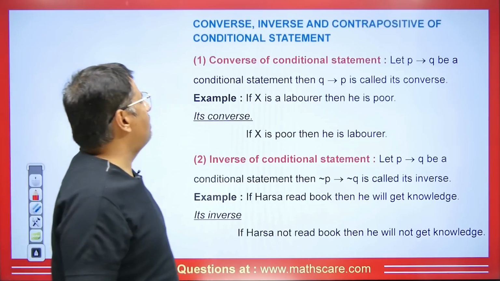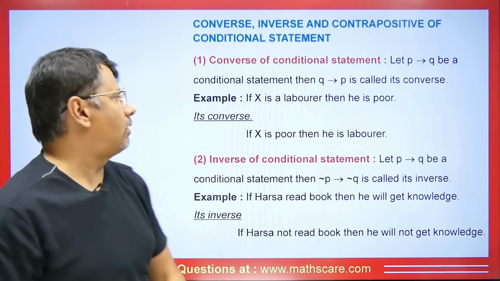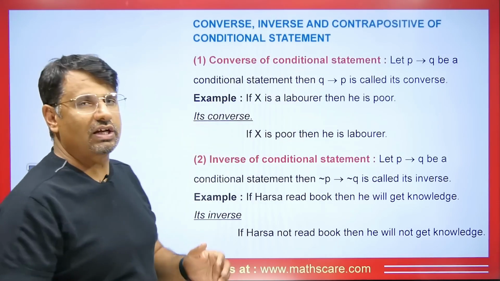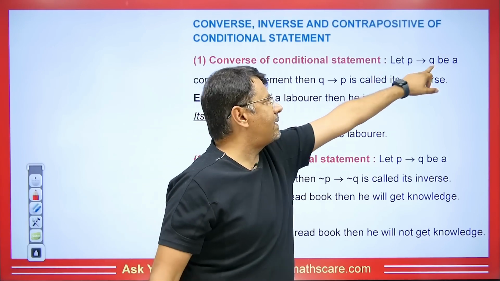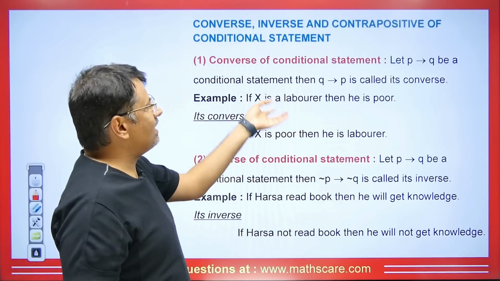Now we will discuss the converse, inverse and contrapositive of a conditional statement. What do these mean? First, we will talk about the converse of a conditional statement. How to find the converse of a conditional statement? Students, we know that this is our conditional statement. It means P implies Q, so what will be its converse?